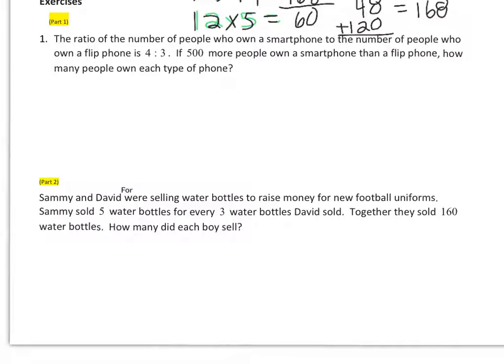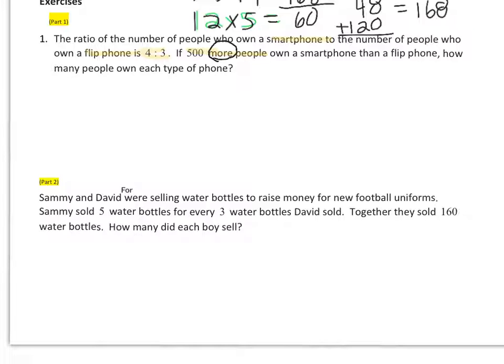The ratio of the number of people who own a smartphone to the number of people who own a flip phone is 4 to 3. Let's go ahead and highlight that ratio, 4 to 3. This 4 to 3 is representing the people who own a smartphone to who own a flip phone. So I'm going to highlight that. If 500 more people, I'm going to highlight that, 500 more people, and I'm going to circle the word more, that's a key word there for me, own a smartphone than a flip phone, how many people own each type of phone? So we're first going to go ahead and write our ratio.